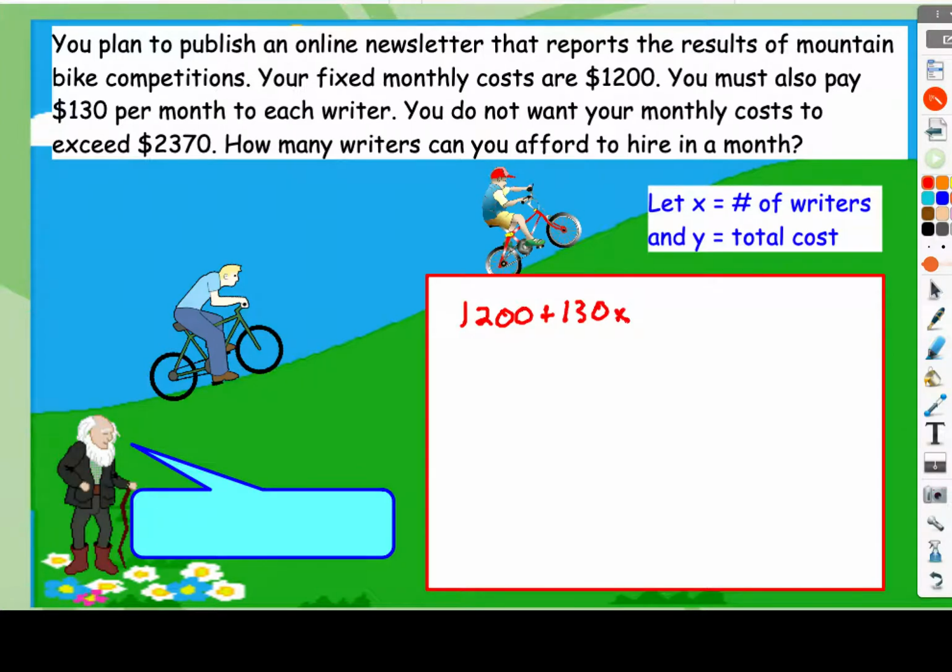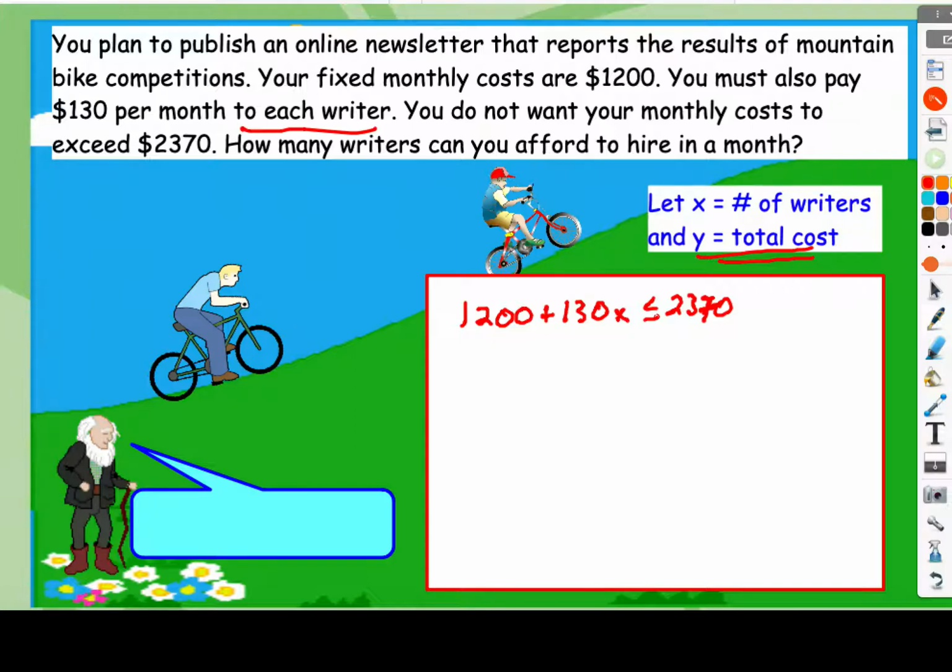Sounds like a Y equals MX plus B kind of idea, right? $130 per month to each writer, per writer. So again, that sounds like a slope. Now my total money isn't to exceed $2,370. So I need my total cost to be less than $2,370. And now I can't exceed that, but that doesn't mean I can't equal that, so I'm just going to leave that there.